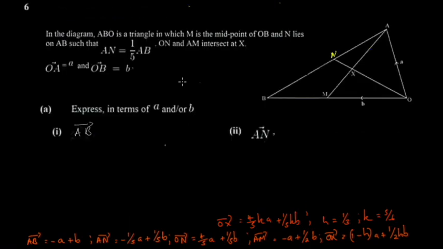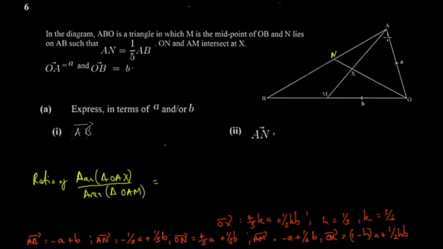So you're asked to find the ratio of the area of triangle OAX over the area of triangle OAM, like this. Okay, so this is what we're supposed to get the ratio of.